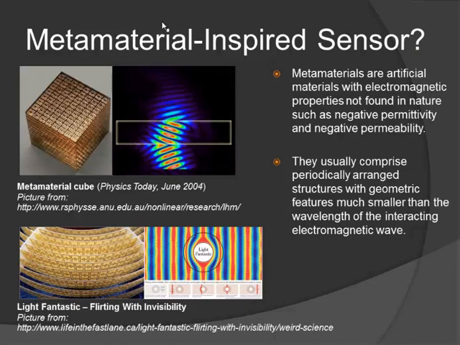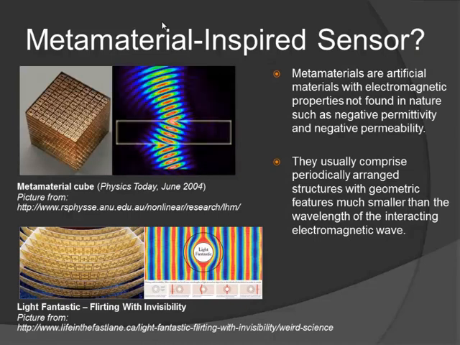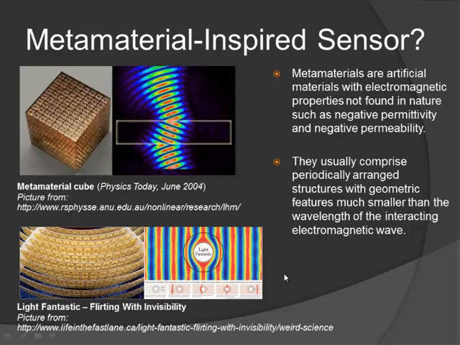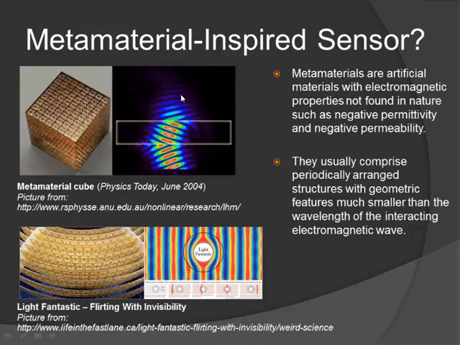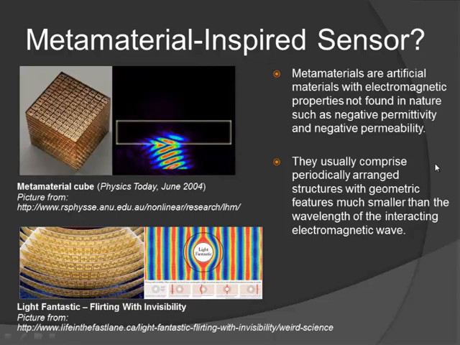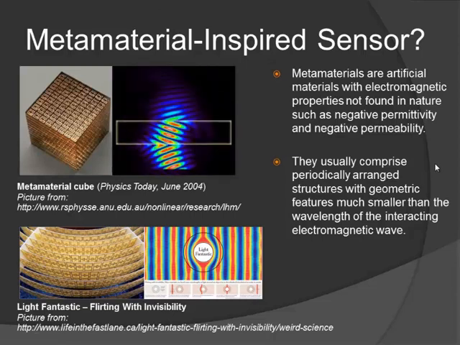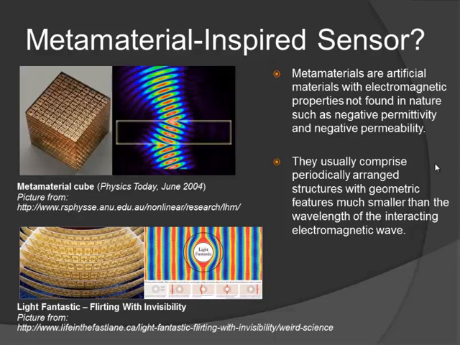When we are talking about metamaterial, we are talking about artificial material that has properties not found in nature, such as negative refractive index, negative permeability, and also negative permittivity. They usually comprise periodically arranged structures with geometric features much smaller than the wavelength of the interacting electromagnetic wave.